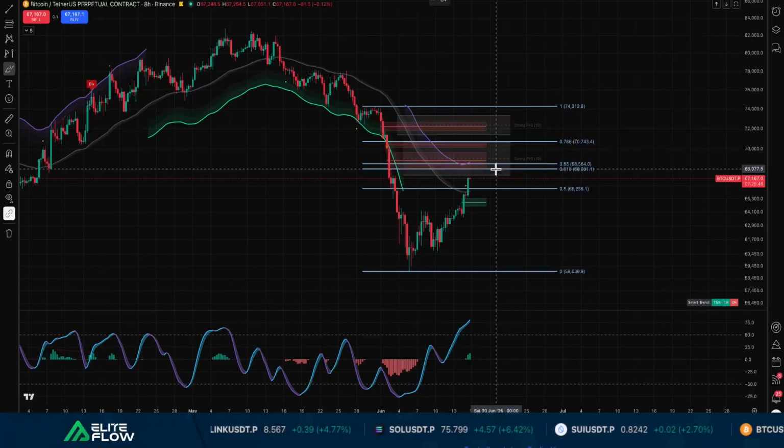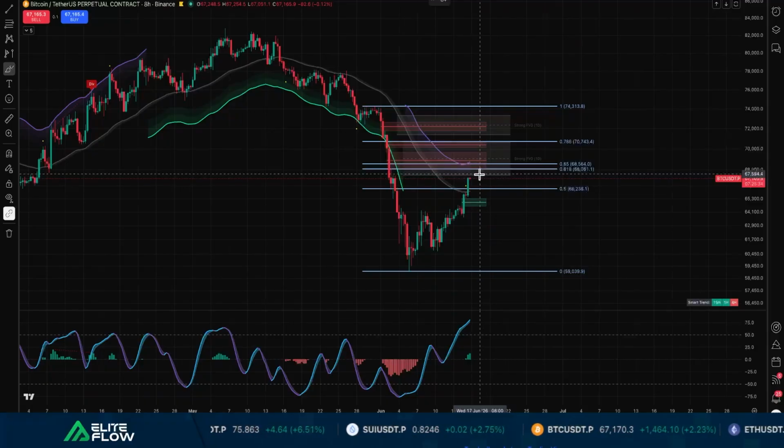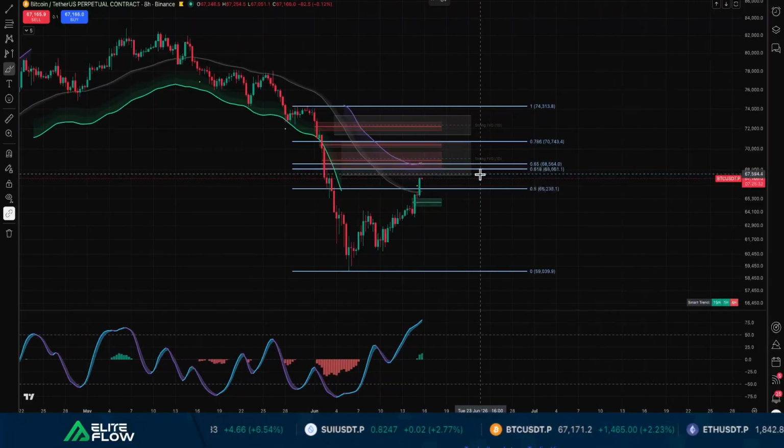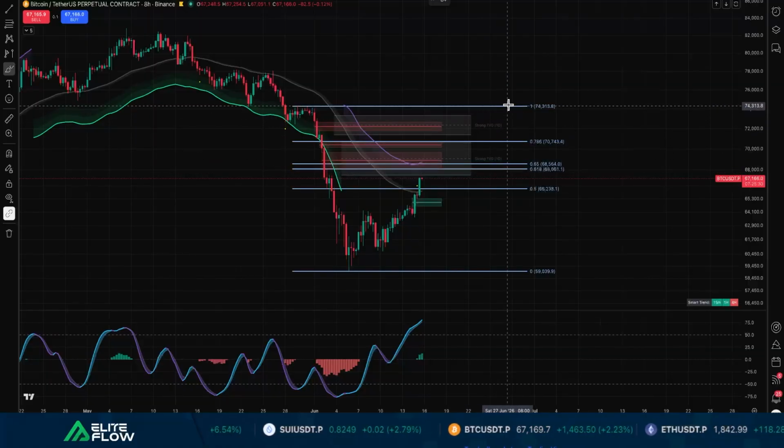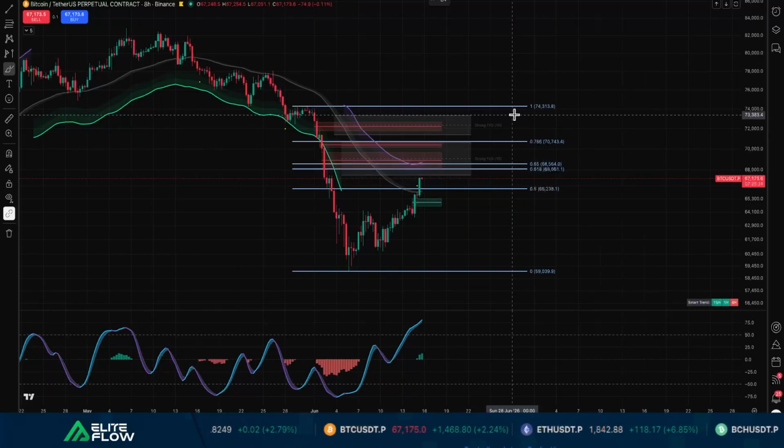This is not financial advice. For me to look for a good short position, 68 to 69K is going to be a good place for me to look for a short. If we lose this, then we could be looking at 74K. We'll cross that bridge when we get to it.